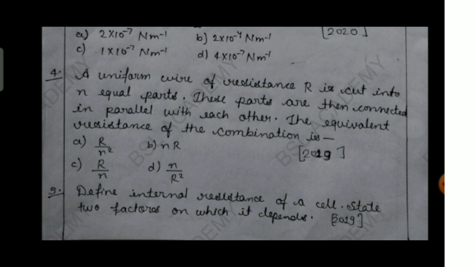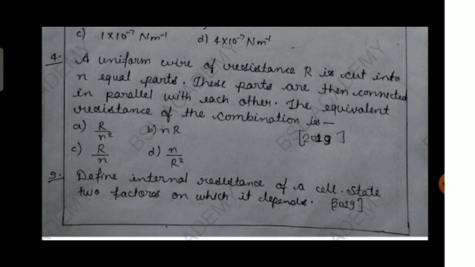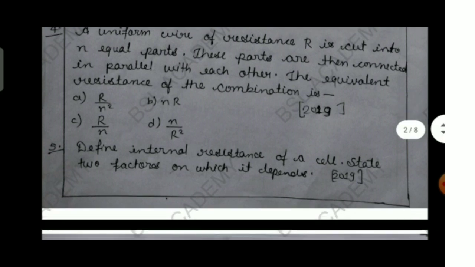Now next, a uniform wire of resistance R is cut into n equal parts. These parts are then connected in parallel with each other. The equivalent resistance of the combination is? This is from 2019. Option A R by n square, option B nR, option C R by n, or option D n by R square.